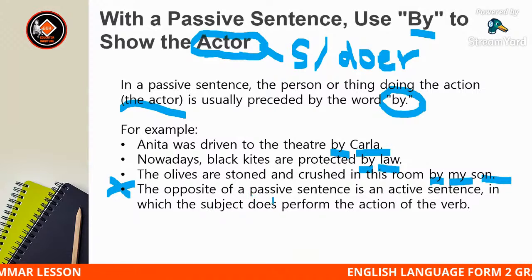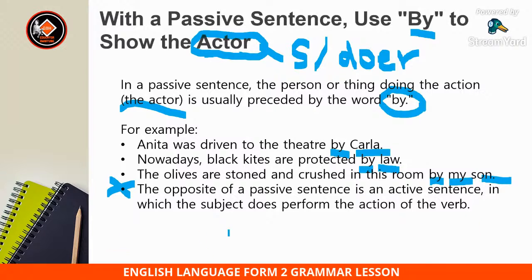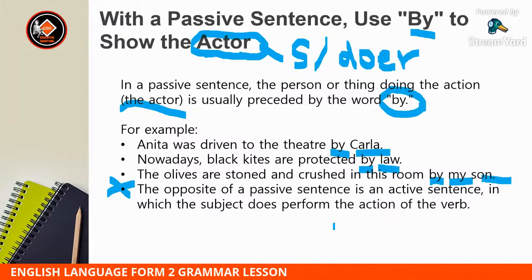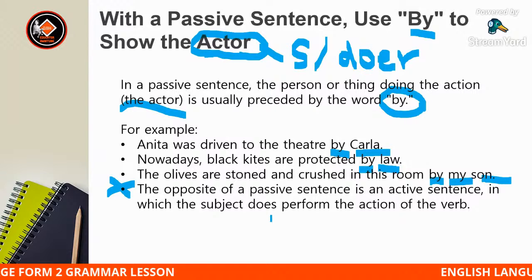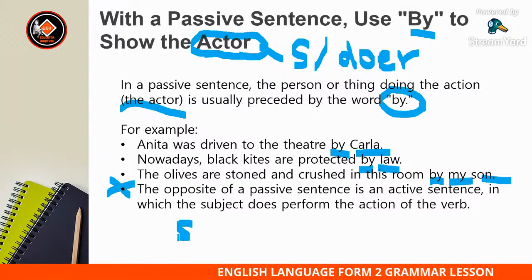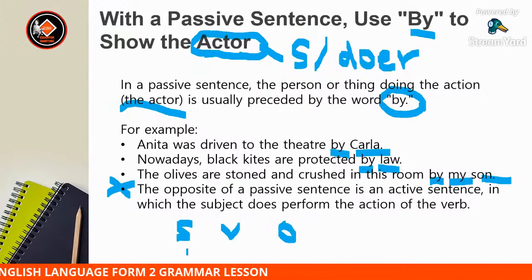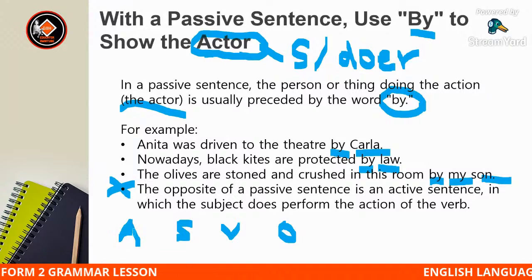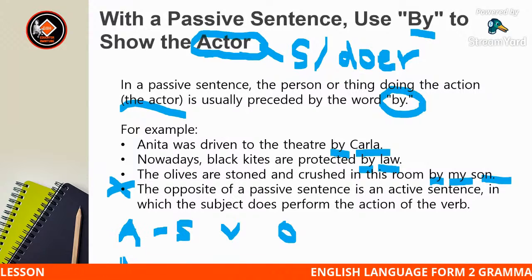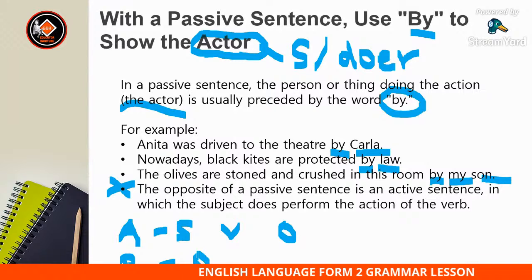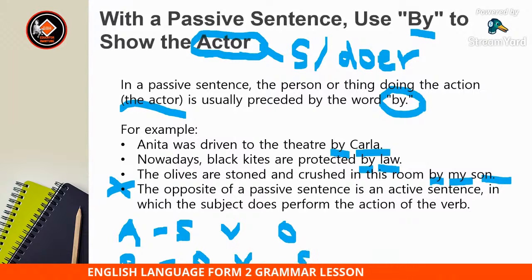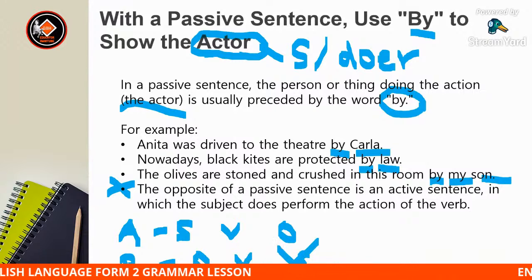The opposite of the passive sentence is the active sentence. Yes, correct. We learned just now, right? In which the subject does perform the action of the verb. So, if active, subject, verb, object. Okay, but if passive, this is active sentence. If passive sentence, it becomes object, verb, subject. I say sometimes you don't need the subject. Okay, so why? Okay, let's look at the next one.